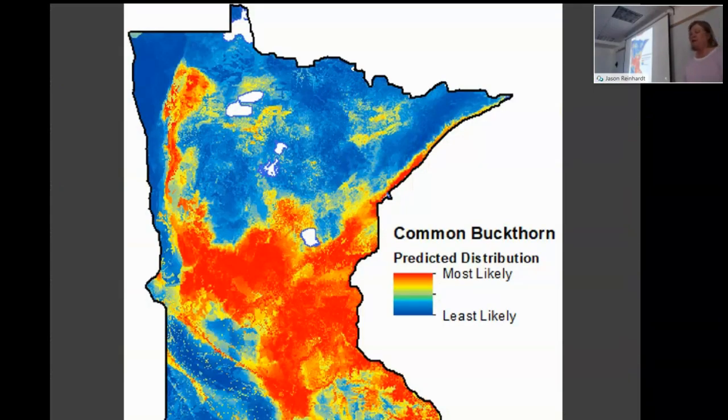What I will spend a little more time on is some distribution work that Matt Russell and Jason Reinhardt have been doing here at the University of Minnesota. So they've been looking at the distribution of common buckthorn to really try to better understand where we should be focusing our efforts on controlling populations. Sometimes with an abundant species like this, we're tempted to throw up our hands and say, there's nothing we can do. This is everywhere. But when we really look at this, no, it's not everywhere.